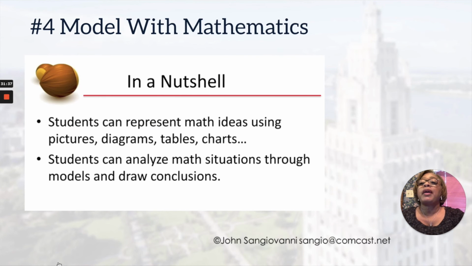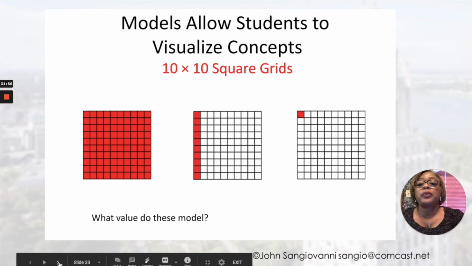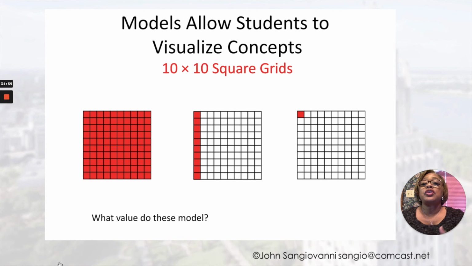So let's look at mathematical practice number 4, model with mathematics. In a nutshell, it means that students can represent math ideas using pictures, diagrams, tables, and charts. They can analyze math situations through models and draw conclusions. So, for example, having students use 10 by 10 square grids to visualize those concepts. And so what value does each of these model? So they think about this and what does it mean? This is something very simple that kids can use and a very simple problem to pose.